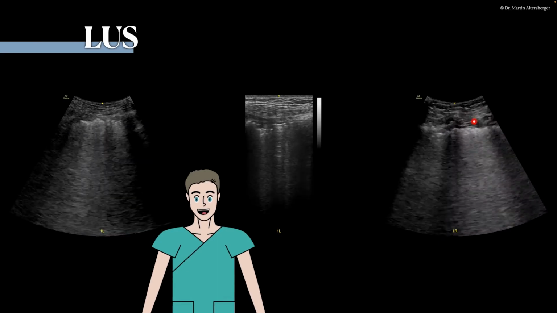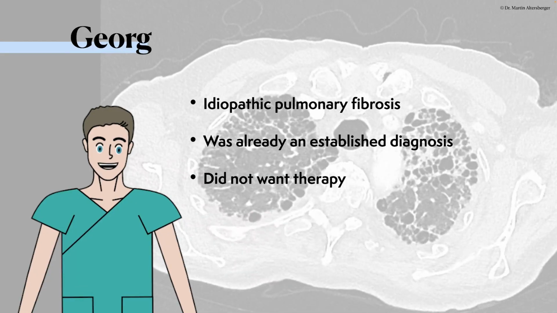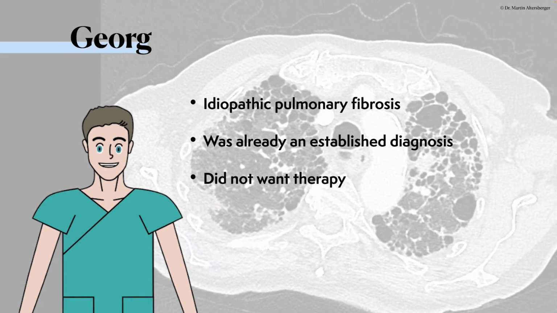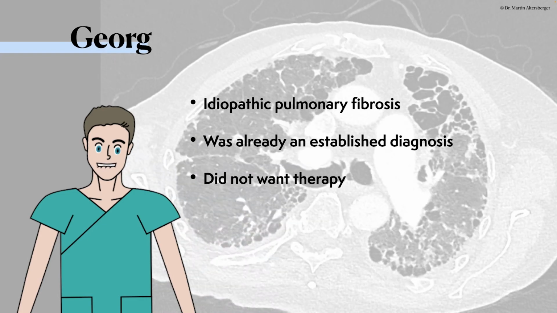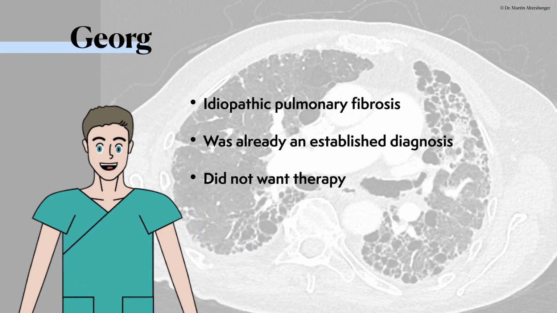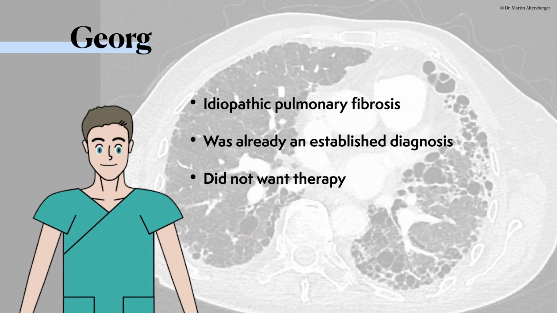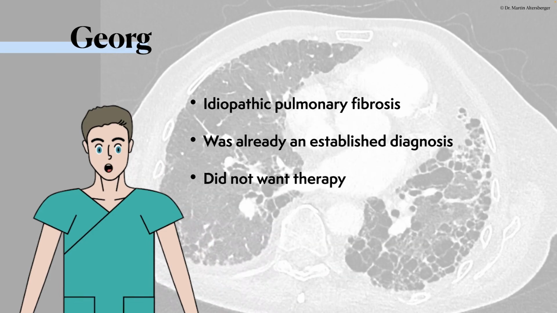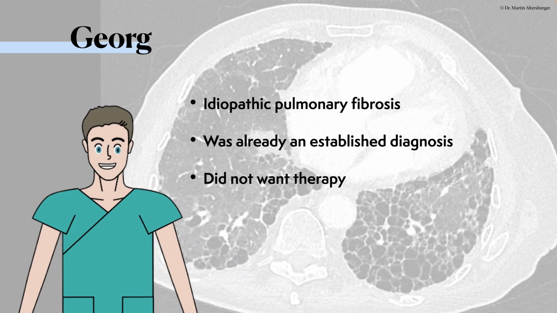In this case, on the right side, we have practically the same image. And this is the CT imaging of George. George has idiopathic pulmonary fibrosis. This was an already established diagnosis. We didn't know the patient in our hospital, and the patient had already declined ongoing therapy several times. Also in this case, he did not want further treatment except oxygen therapy.